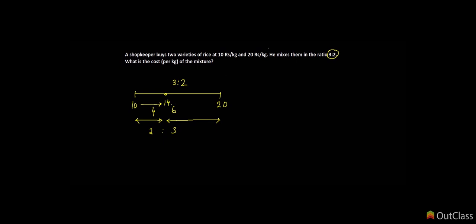So I'll repeat what I did. You took the rates on the number line. You have the quantity ratio. Flip the ratio and divide the distance between the rates in that flipped ratio. And you'll get a point in between. That point is your weighted average. Why does this approach work? And why should I flip the ratio?